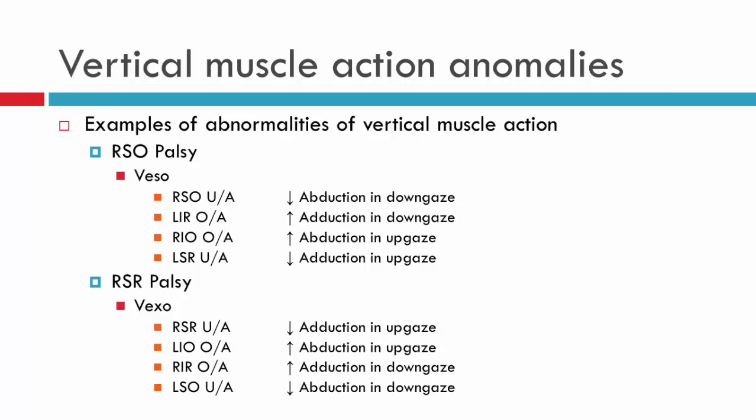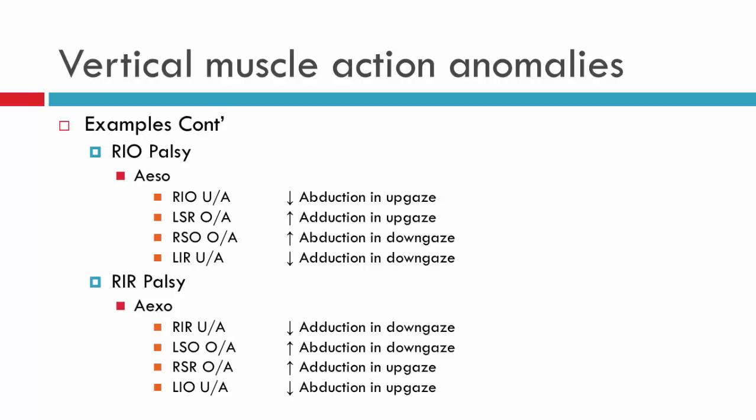Now the next example I've given you is a right superior rectus palsy. I'm not going to go through each of these examples. I've also given you on the next page a few more vertical muscle palsies. Again, I won't go through each of these examples, but they're there for you to gain an appreciation of how a palsy of the cyclovertical muscle will lead to an AV pattern.